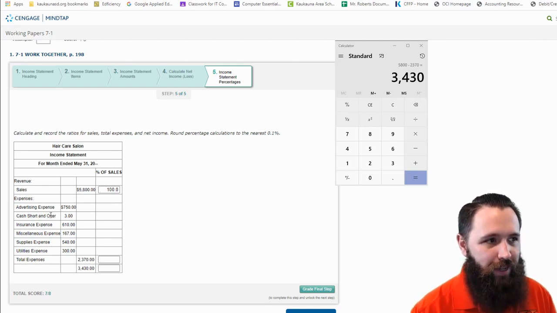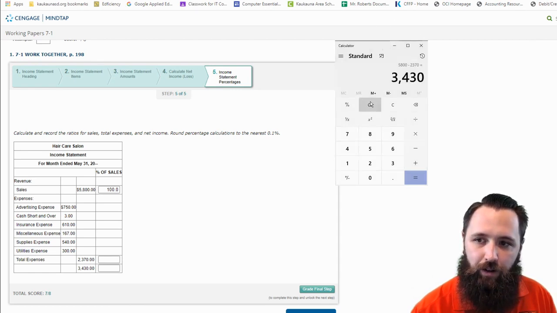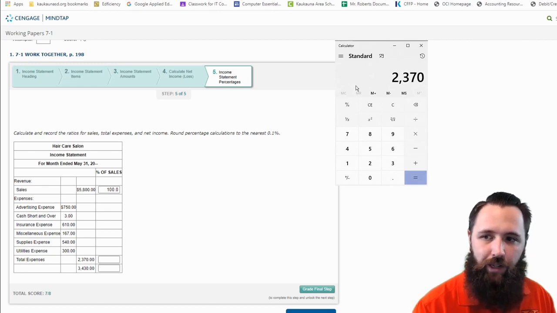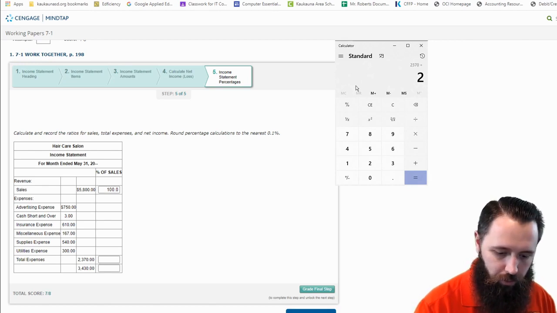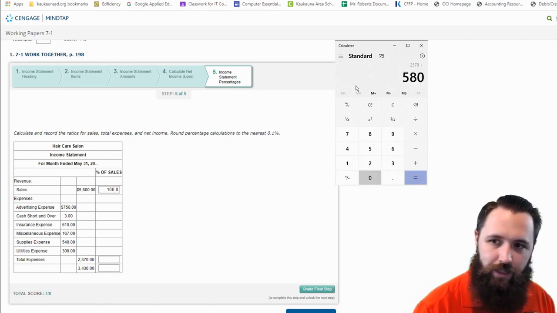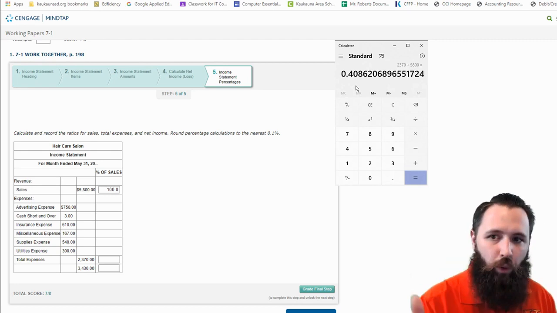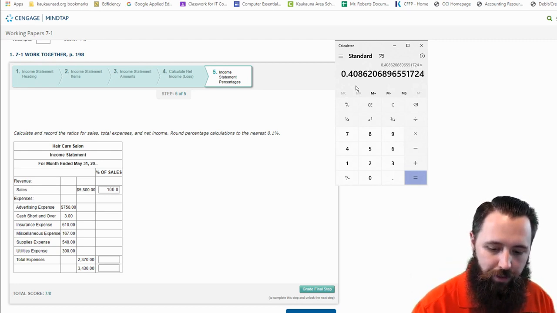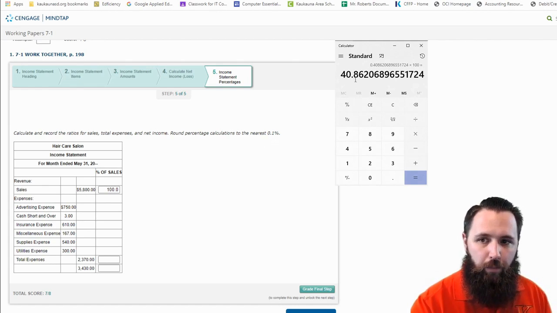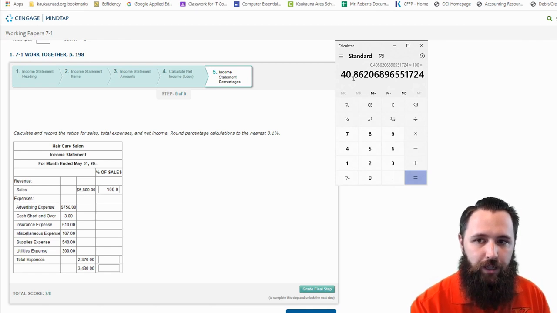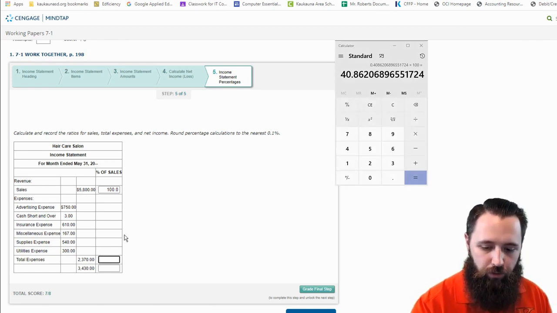Now we have our total expenses. So let's go ahead and calculate that out by taking our total expenses of 2,370 and dividing it into our sales of 5,800. Okay, so we have 0.4086. We're going to multiply that by 100, and it should be 40.86. Now we're going to round this to the nearest 0.1, so I'm thinking this is actually going to be 40.9, okay, because the 6 is going to round that up. So let's do 40.9.